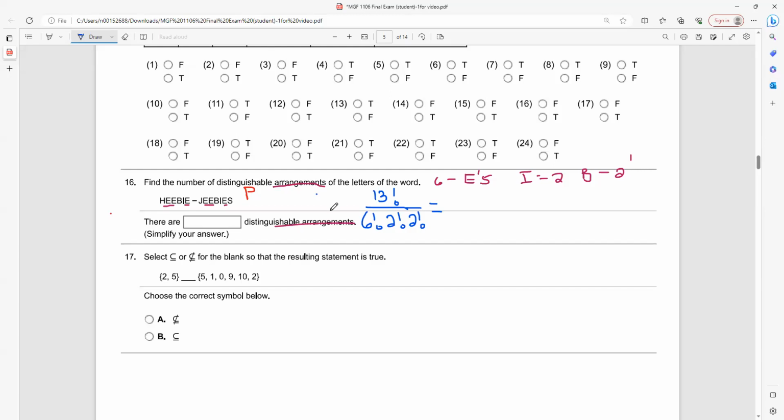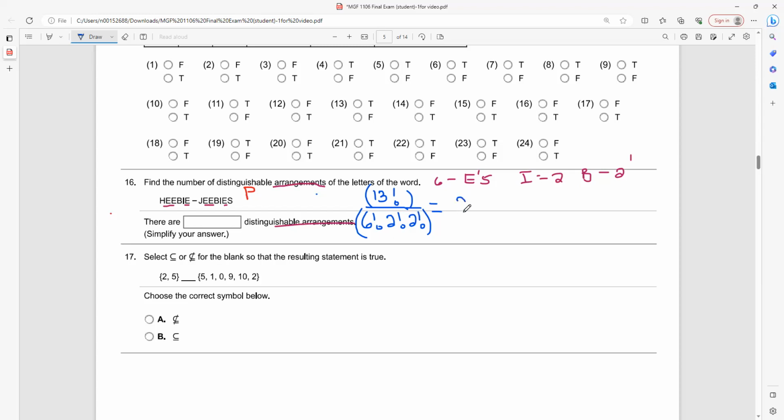So we're taking the permutation of our 13 letters. All of those letters we count up, heebie-jeebie, we'll have 13 letters. So 13 factorial divided by those repeats that we listed here. 6 factorial for the E's that are repeated, 2 factorial for the letter I's, and 2 factorial again for those letter B's that are repeated. So in your calculator, you want to just use parentheses to show that division of 13 factorial divided by 6 factorial times 2 factorial and 2 factorial.